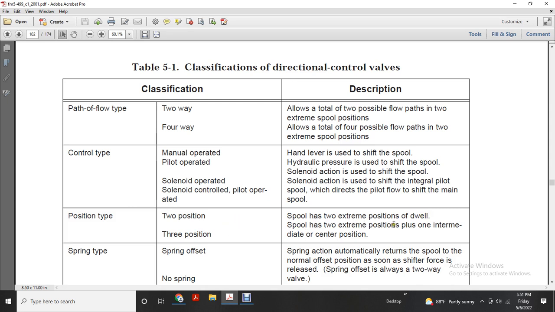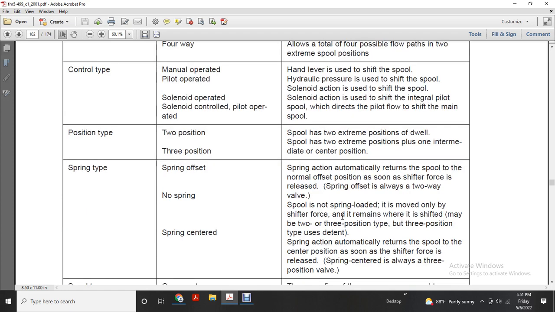Three, and the spool has two extreme positions plus one intermediate center position. Three, spring offset type. Spring action automatically returns the spool to its normal offset position when the shifting force is released. Spring offset is always a two-way valve.